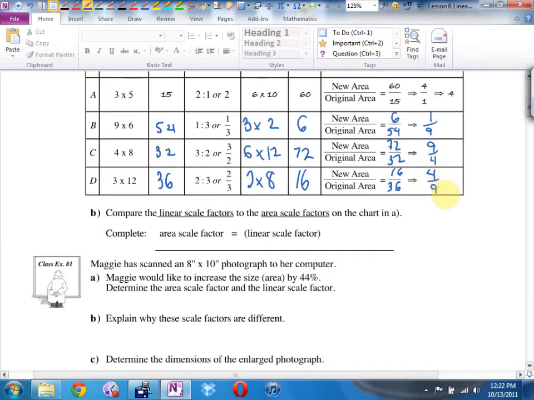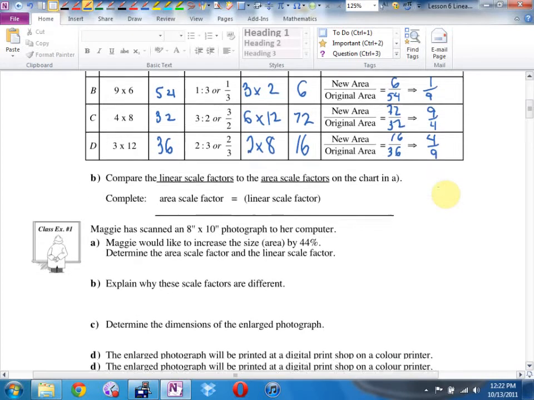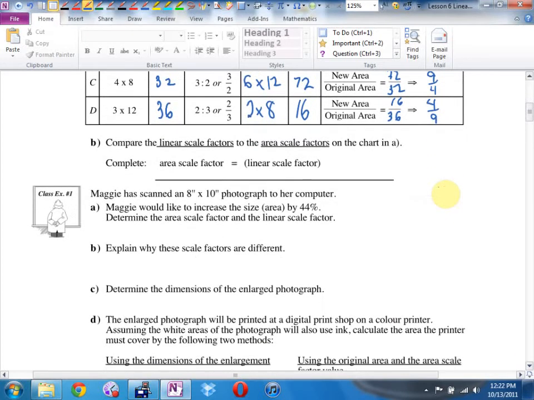So B says, compare the linear scale factors to the area scale factors, and it wants us to complete: area scale factor equals linear scale factor squared. Put a little squared on the bracket there. Take your linear scale factor, square it. Remember the abbreviation for squared is a little 2 exponent, right?